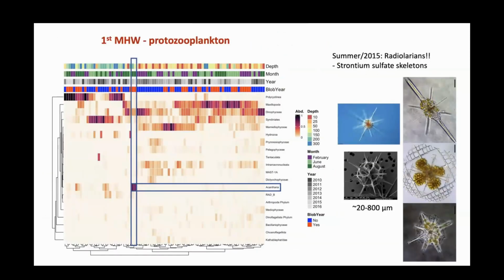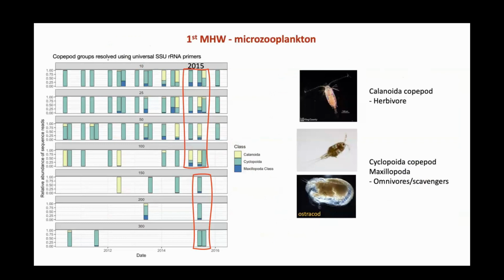And then when you go up to microzooplankton, we could see that during the marine heat waves, a lot of grazers grew, but also a lot of scavengers grew in the mesopelagic. So where the POC was staying between 100 meters and 300 meters, we saw that a lot of grazers showed up.